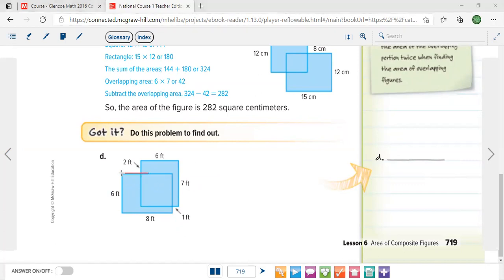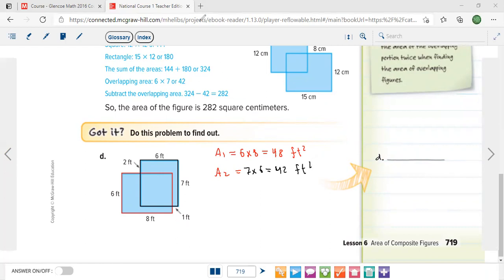This figure, for me, is a rectangle 6 by 8. So let's say area 1 equals 6 multiplied by 8, which is 48 feet squared. Now let's find the area 2 of the second figure. This is the second figure. It's very clear that it's 7 by 6. So 7 multiplied by 6 will give you 42, also feet squared.